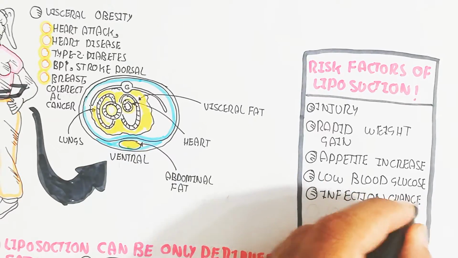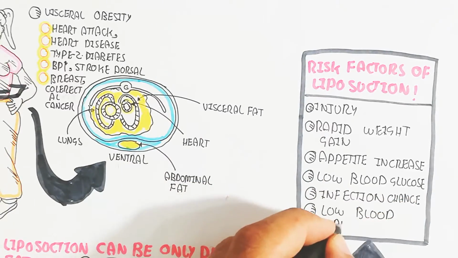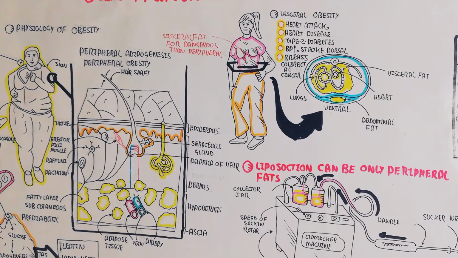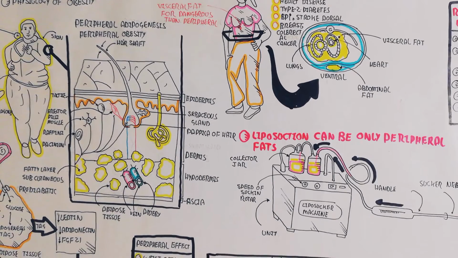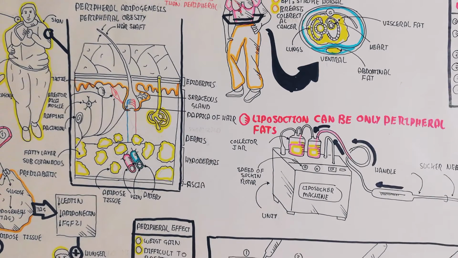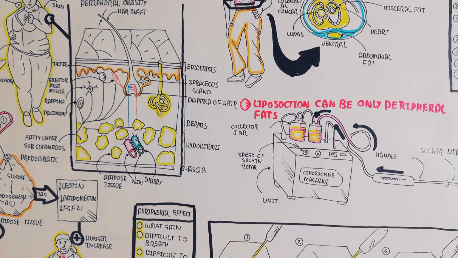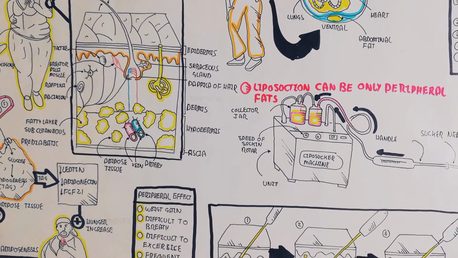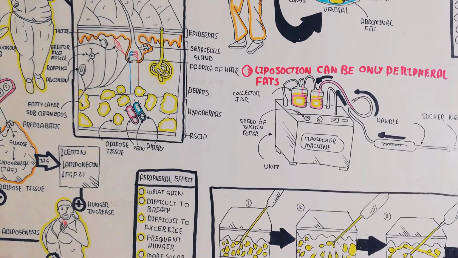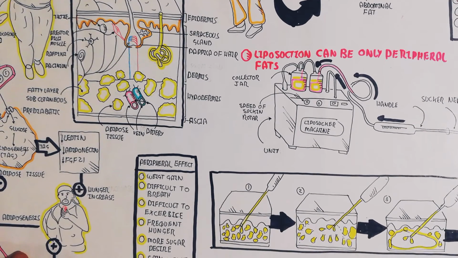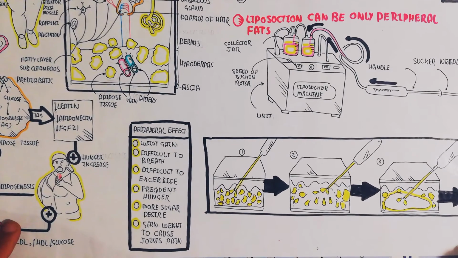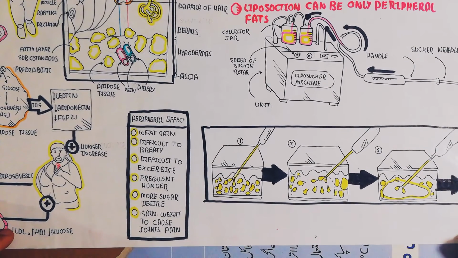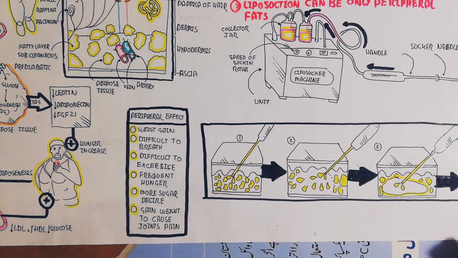Here you can see the risk factors: liposuction injury, rapid weight gain, appetite increase, low blood glucose, increased chances of infection, and low blood pressure. All this is basically obesity, and the liposuction process can remove the fat. But the increase of appetite due to the removal of fat will lead to regaining the fat, and a diet conscious person can remove fat through a diet plan, intermittent fasting. In the next video we will understand intermittent fasting.